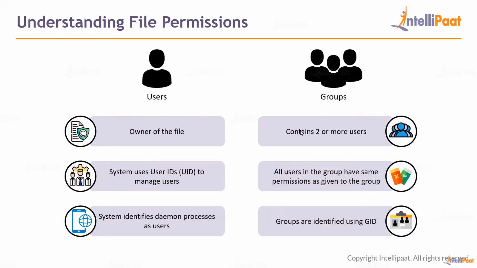Now, groups contain two or more users. All users in the group have the same permissions as given to the group. Let's say you have 10 users, and 5 of them are database admins. All of the database admins need the same kind of permissions. So instead of providing every single user the same permissions, you can create a group, add these 5 users to that group, and give that group those permissions. Once you give the group those permissions, they will be applied to all the users under that group. That is why groups are used. And finally, groups are identified by GID. Like how users are identified by user IDs, groups are identified by group IDs.